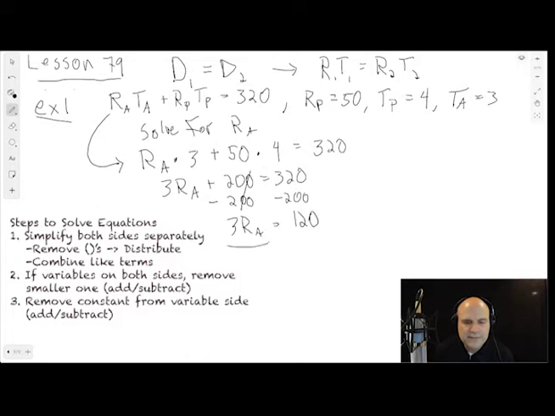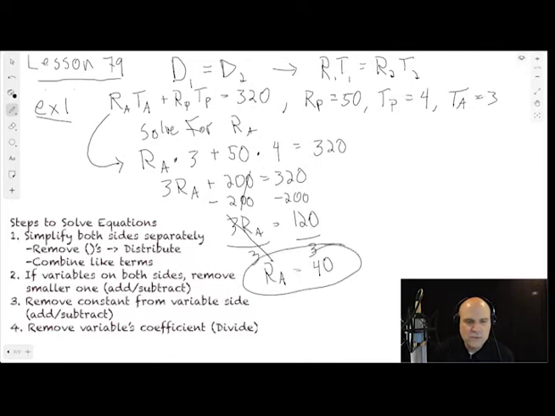All right, the last step in solving equations is to divide by the variable's coefficient. Why do we divide? Because it's being multiplied. To get rid of stuff, you have to do the opposite. So R of A equals 40. Example 1, done.